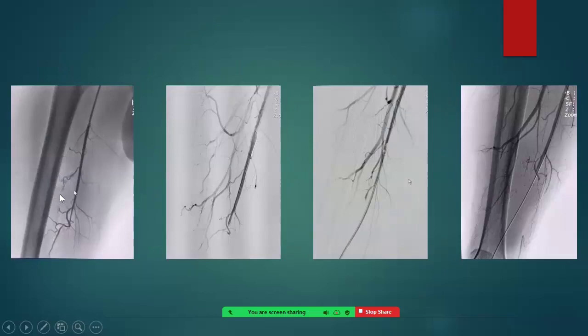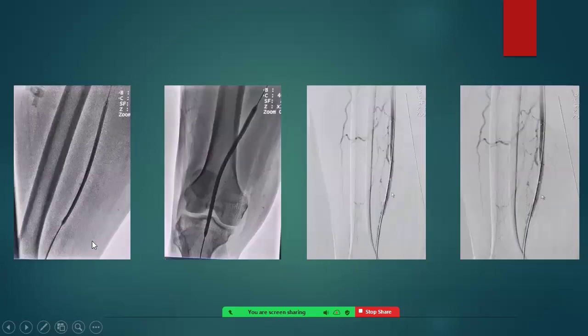We are able to do the angio from the mid SFA. The whole of the artery is occluded, and these are the collaterals which are formed. In this case, we are not able to cross via the antegrade approach. Then we took the retrograde puncture in the posterior tibial artery. From the posterior tibial artery, we are able to negotiate into the distal and proximal SFA. Then we did the ballooning from the retrograde approach.